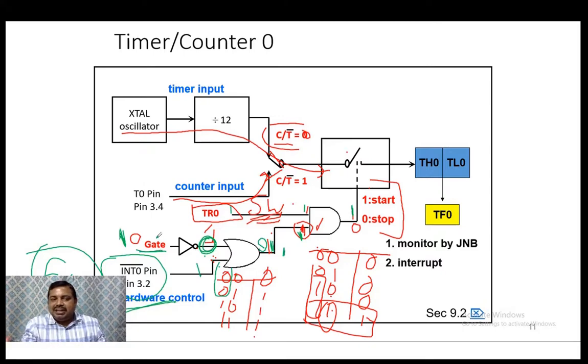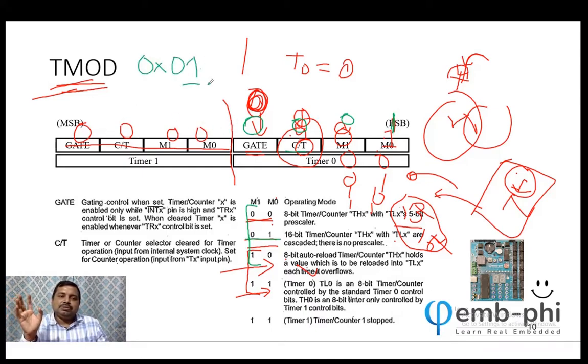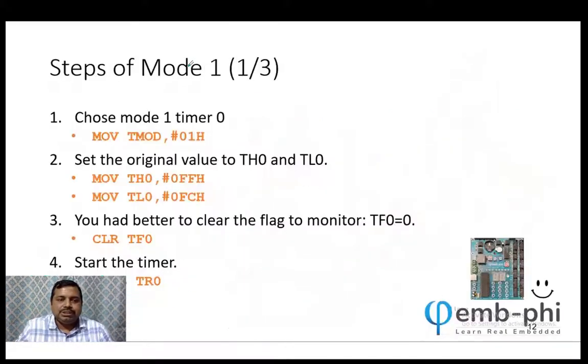If you're not understanding what gate is, you just make it 0, no problem. It will be internally controlled. Counter or timer, I think it is pretty clear. Once we use it, you will understand everything. Anyway, we are going to use all these 3 modes, so you will understand this. Currently if you're not understanding, just make it 0. This we are not using, you can write 0 0 0, no problem. So in T mode you can write 0x01 in hexadecimal. So hope this is clear.